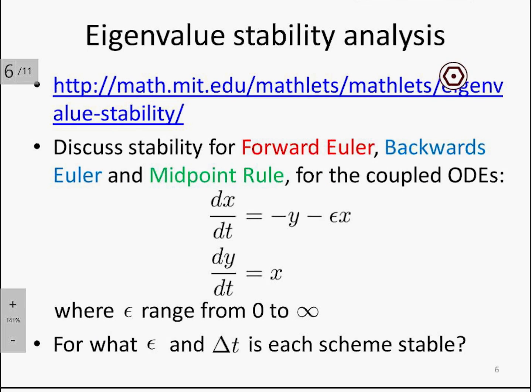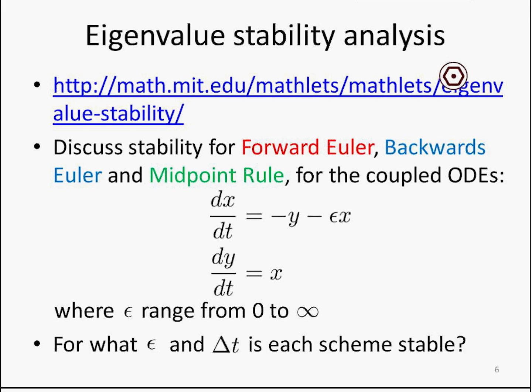Now, if I get two coupled differential equations like this, x dot equals minus y minus epsilon times x, y dot is equal to x, where epsilon can range all the way from 0 to t. For what epsilon and delta t is forward Euler stable? For what values of epsilon is backward Euler stable, and for what value of epsilon is midpoint stable? I mean, not for epsilon alone, but for what combination of epsilon and delta t is each of the schemes stable? Form groups of 2 or 3, and figure this out.